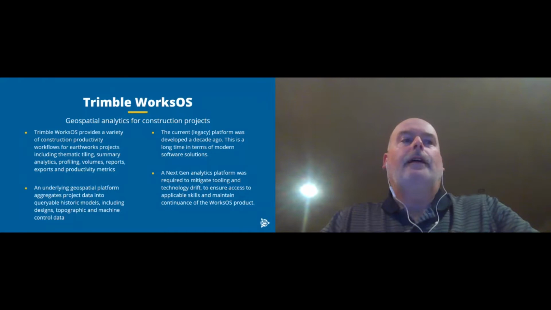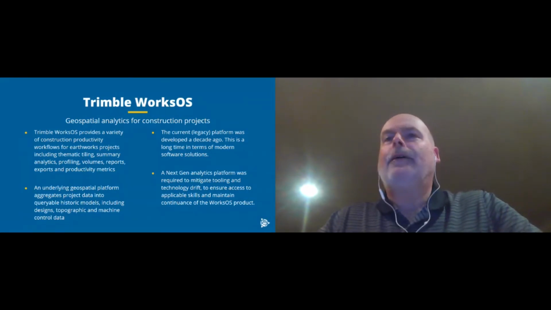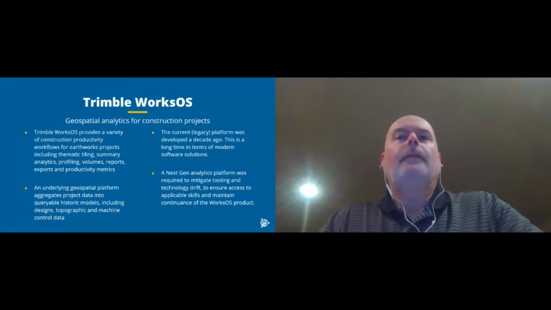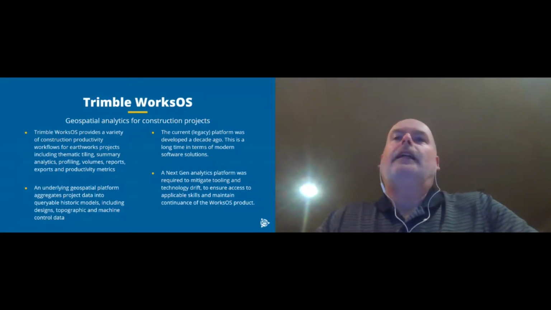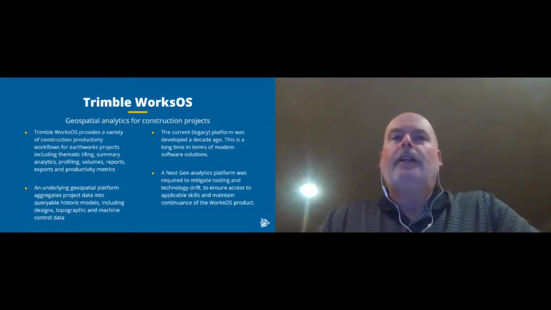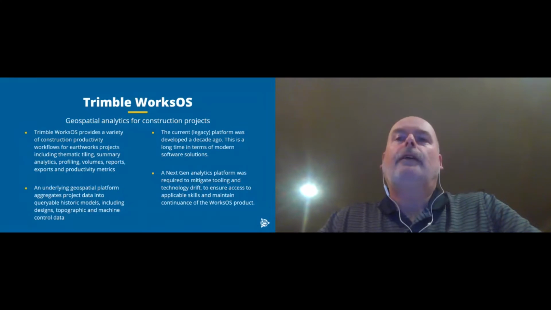We do have an existing legacy platform. It was developed about a decade ago, and that's a long time for a software solution. We need a next-gen analytics platform, and there are several reasons for that. We need to mitigate tooling and technology drift. Some of these skills are hard to come by, and we need to maintain continuance for our Works OS product.